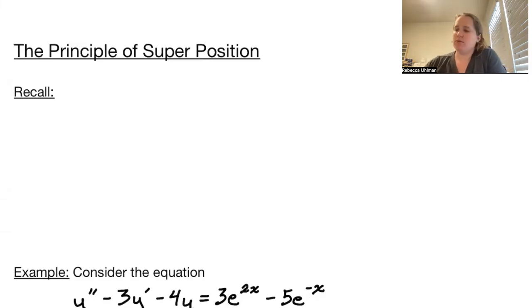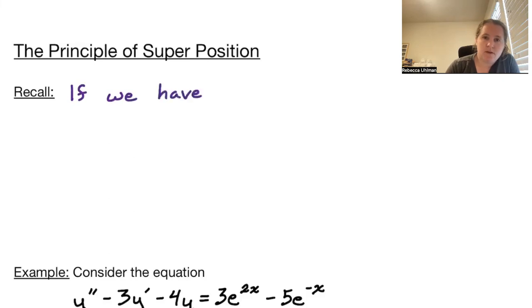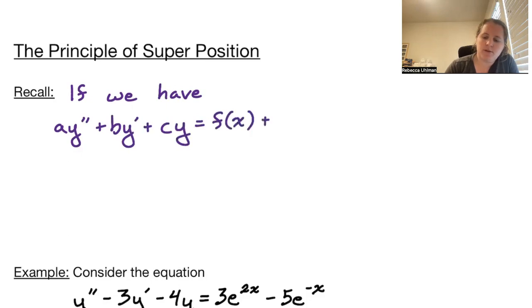To the principle of superposition. So recall, if we have the differential equation ay double prime plus by prime plus cy equaling some function f of x plus another function g of x, then what we can do is we can split this into two equations, solve their separate particular solutions, and then combine them.